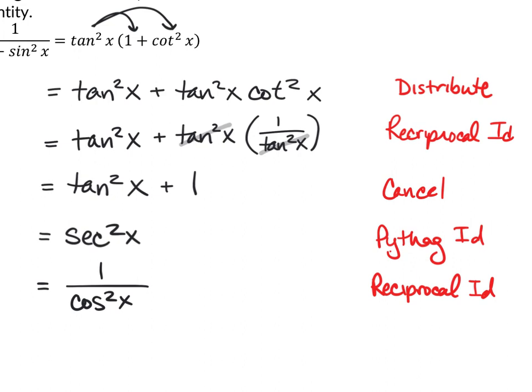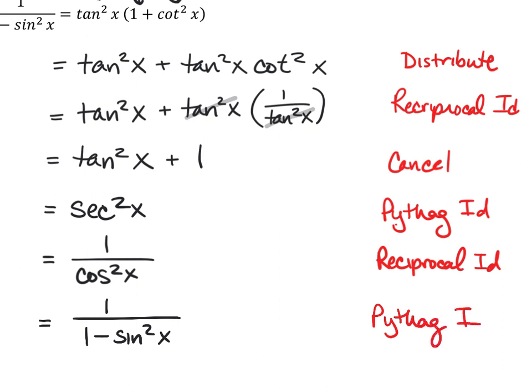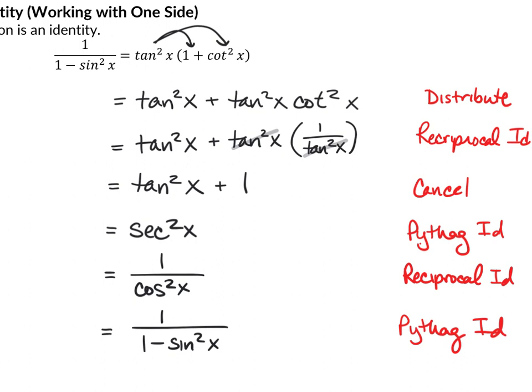Okay, looking good. Now, is there a way I can get cosine squared of x to look like 1 minus sine squared of x? Yeah, isn't an alternative form of our Pythagorean identity that cosine squared of x is equal to 1 minus sine squared of x? Oh, snap. So there we go. By working with the Pythagorean identity one more time at the very end, we can rewrite this function as 1 over 1 minus sine squared of x, which is our goal. That's what we wanted it to look like.